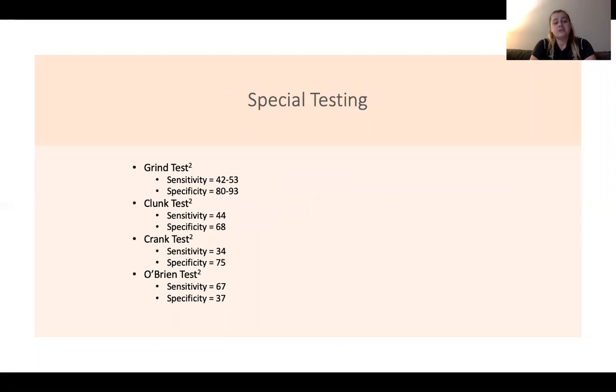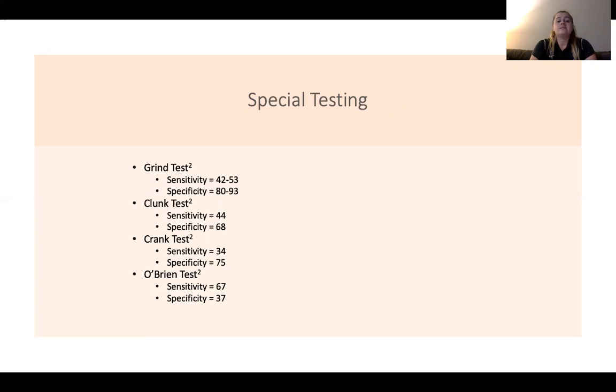So some of the special testing that can be done for a labral tear, the grind test has a sensitivity of 42 to 53 and a specificity of 80 to 93. Definitely use this test to rule in the pathology rather than rule it out. The Klunk test, a sensitivity of 44 and a specificity of 68. I think this one would more be used to rule in the pathology rather than rule it out, but I would definitely save this one for one of the later tests to be used.